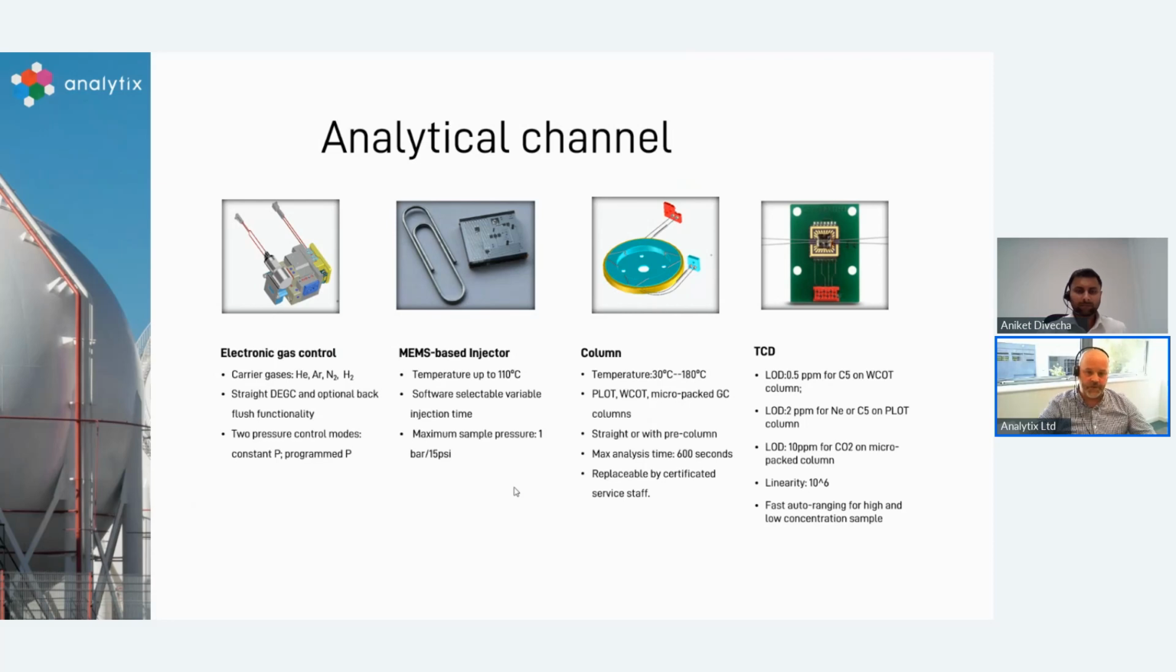So the first one is the MEMS-based injector. This injector is what takes the actual sample. The sample will fill this loop, which is 200 nanoliters. So it's really, really small injector. And we can control the temperature at which we want the sample to be injected into the analytical column. So in here, we can control temperature, we can control the pressure, and we can control an injection time.